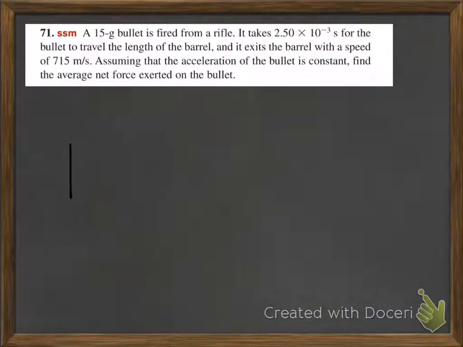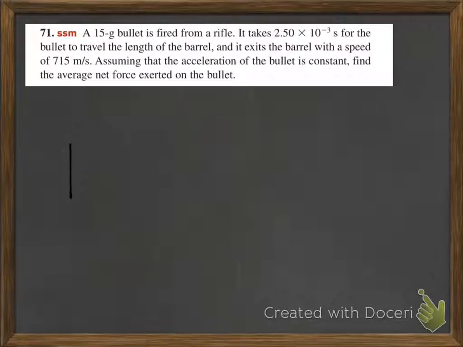Next, we have a 15-gram bullet fired from a rifle. It takes 2.50 times 10 to the negative 3 seconds for the bullet to travel the length of the barrel, and it exits the barrel with a speed of 715 meters per second. Assuming the acceleration of the bullet is constant, find the average net force exerted on the bullet.